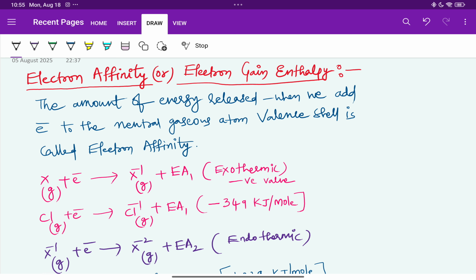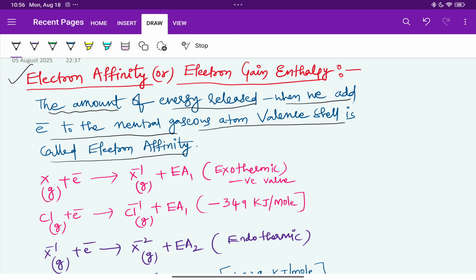Today we are going to discuss the electron affinity topic from the classification of elements and periodic table lesson. So first of all, what is the definition of electron affinity? A very simple definition I have given here. The amount of energy released when we add an electron to the neutral gaseous atom's valency shell is called electron affinity.